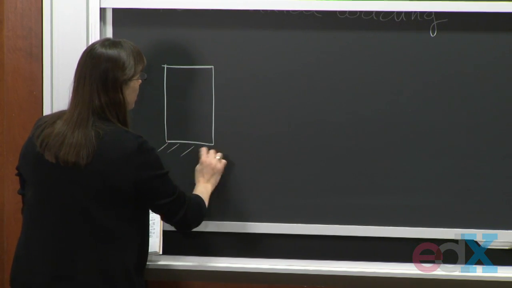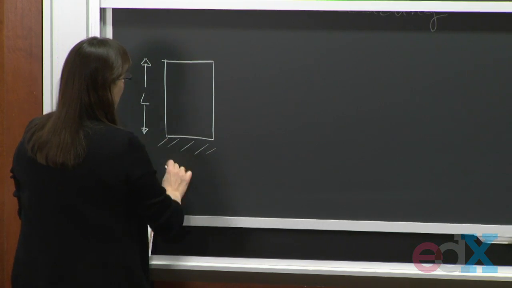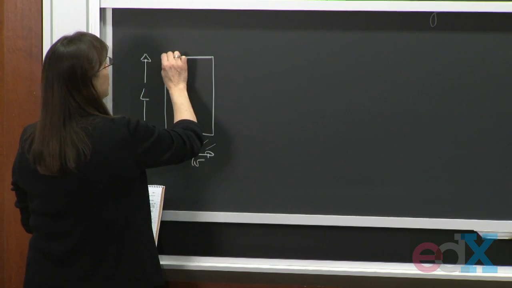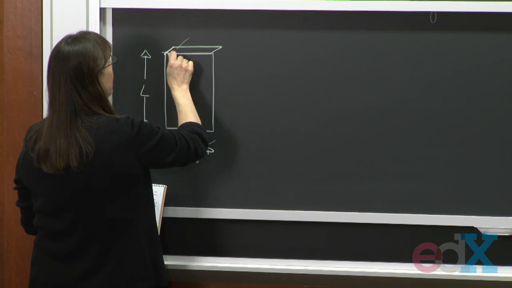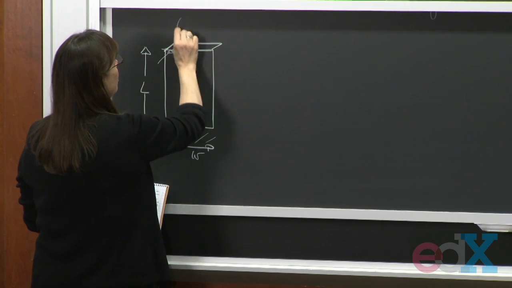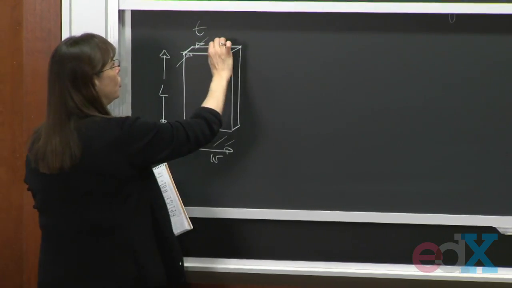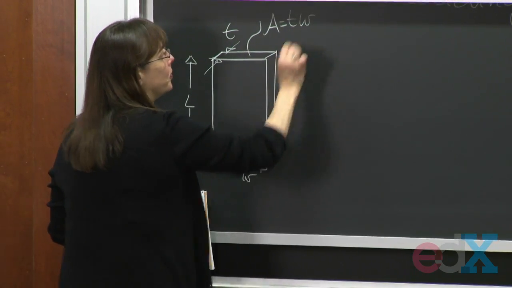You have some kind of bar of length L. Let's say that it has a width W, and say that it has a depth into the board T. So this is a bar, and this is the way it looks. So it has a certain cross-sectional area A, which of course is TW.